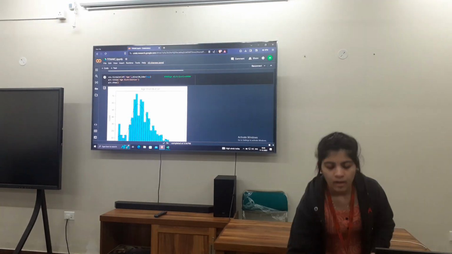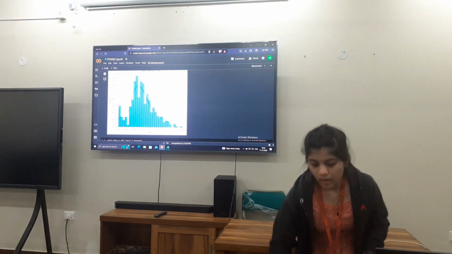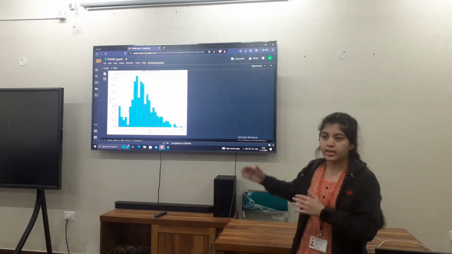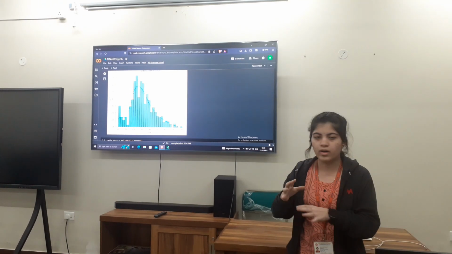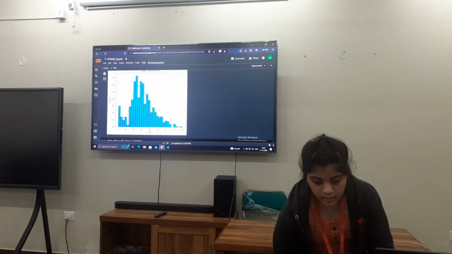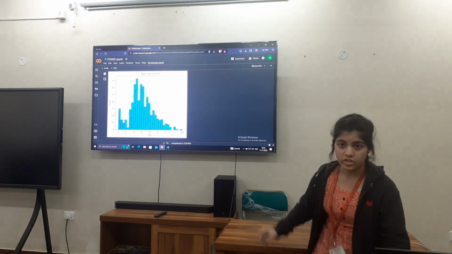As you can see, it ranged up to 70, so even elderly people were there and even children were there. People of all age groups were present on board. So this was the histogram of the age distribution.